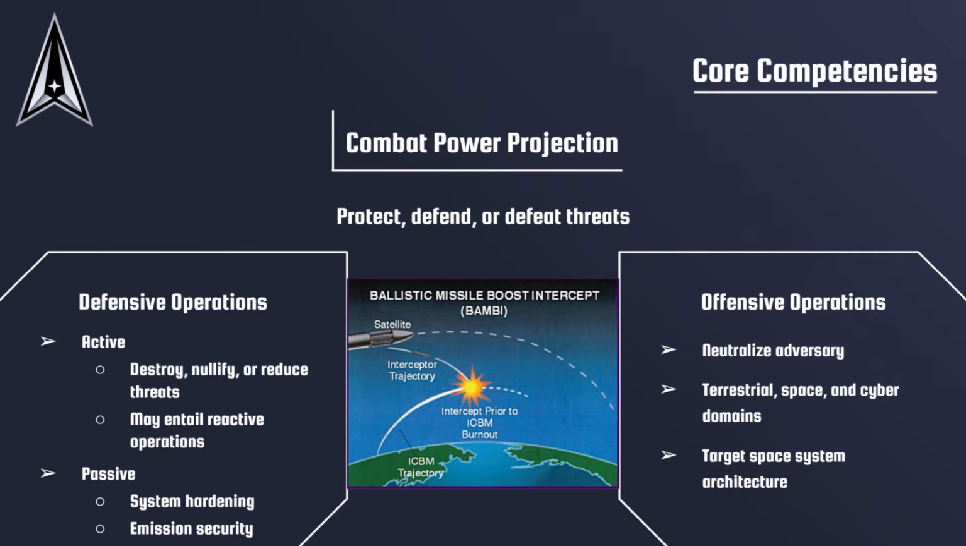We have passive defensive operations, such as system hardening and emission security. How do we protect our satellite from being hacked into, and how do we protect them in the environment of space? Next, we have offensive operations, which consist of neutralizing the adversary, terrestrial space, and the cyber domain. So we're not just focused in space, we're focused on all domains. And lastly, we target space system architecture. So we have the nodes and the satellites themselves. How do we attack those and destroy the enemy?